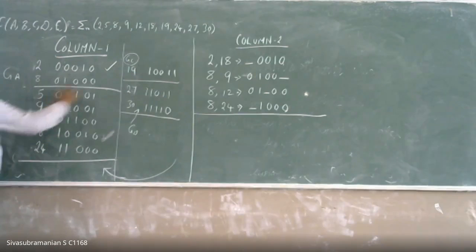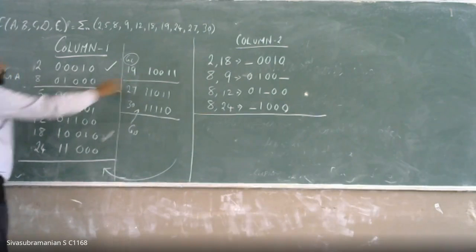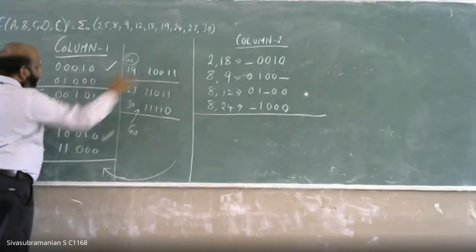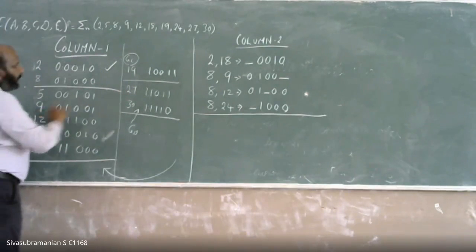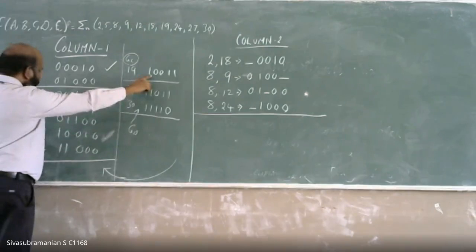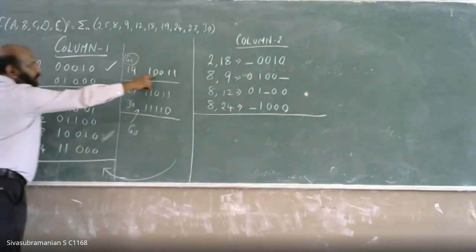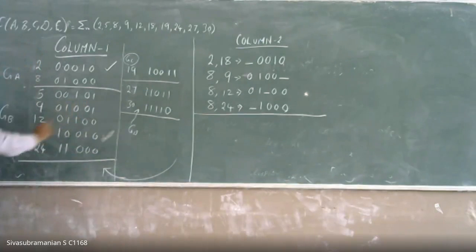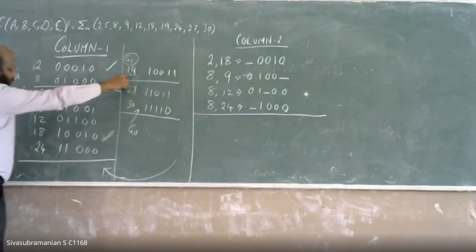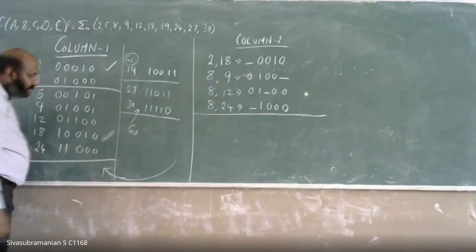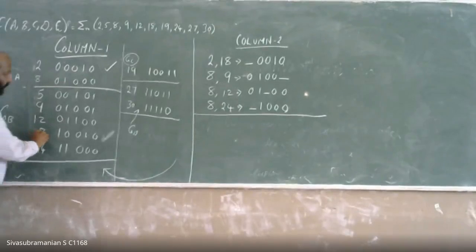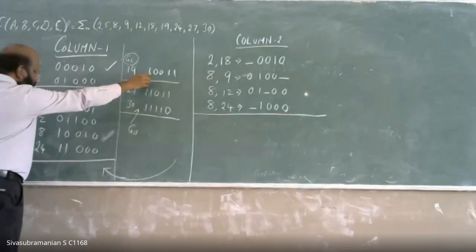Right? Look at 5 compare with 9. 0, 1, first variation. 0, 0, no variation. 1 and 1, second variation. It's dropping. 9 and 19. 0 and 1, first variation. 1 and 0, second variation. Drop. 12, 19. 0, 1, first variation. 1 and 0, second variation. 18 and 19. 1 and 1, no variation.